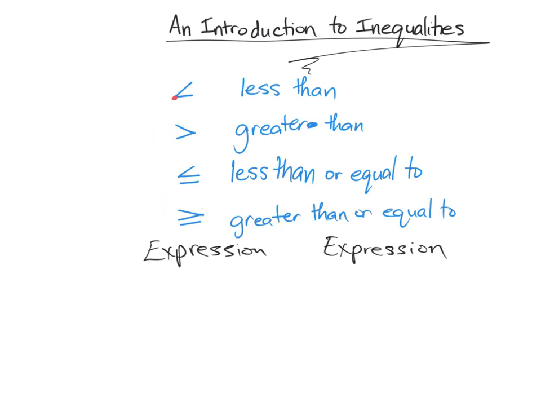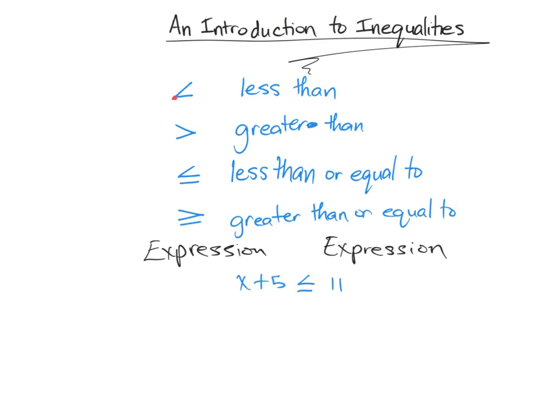So one expression could be less than or equal to the other, one could be greater than the other. So 2 expressions are related in one of these 4 ways. So an example of an inequality is x plus 5, that's one expression, is less than or equal to 11. That's another expression. The 11 is an expression and the x plus 5 is an expression, and they have that relationship.